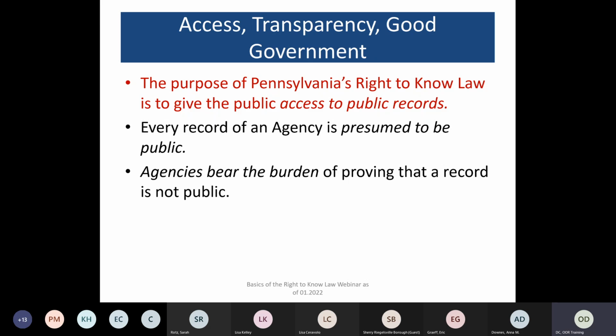But in order to support that feeling that maybe we should withhold this, it is the agency, not the requester, but the agency that bears the burden of proving legally and factually that the record is not public. So you can't just say, I don't think we should give this out. Rather, you have to make a legal and factual case as to why you believe this record should not be released into the public domain. Because remember, your starting point is that it is a public record, and you bear the burden of showing why it should not be released. Those are two very important points, what I'll call the foundation of the right to know law and how it works in Pennsylvania for both state and local government entities that are subject to the right to know law.